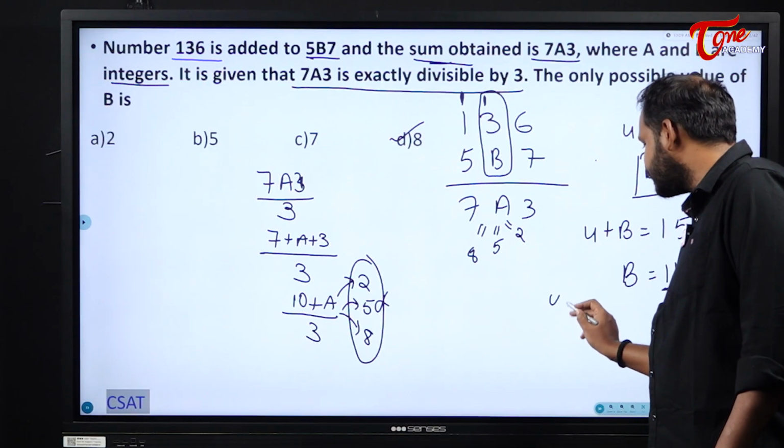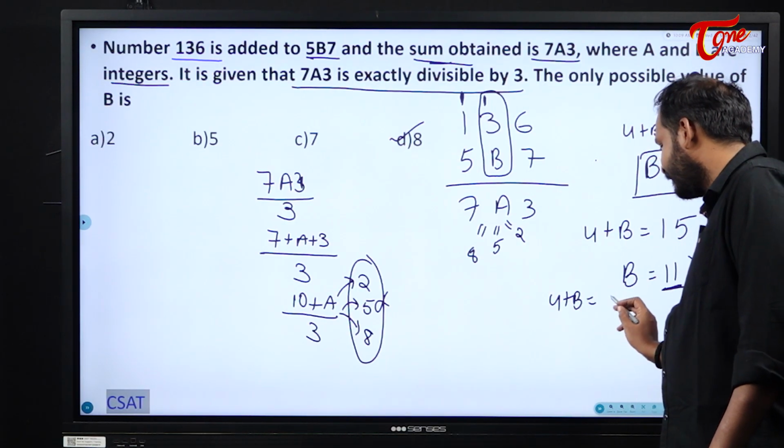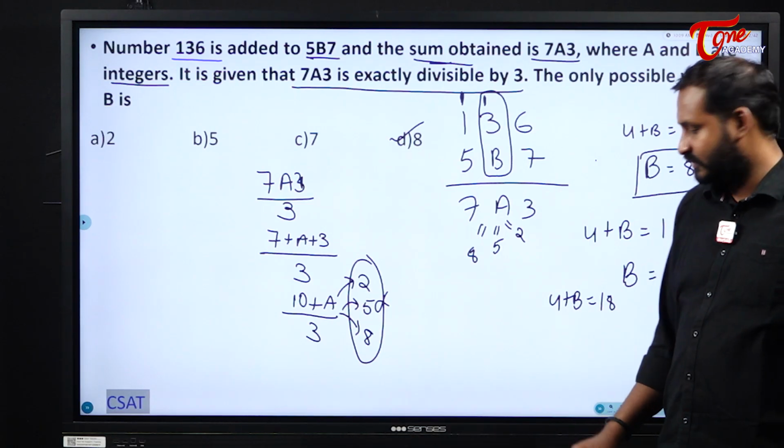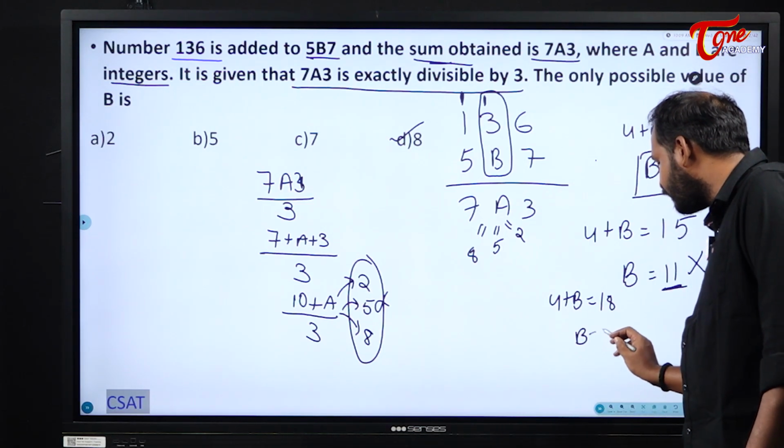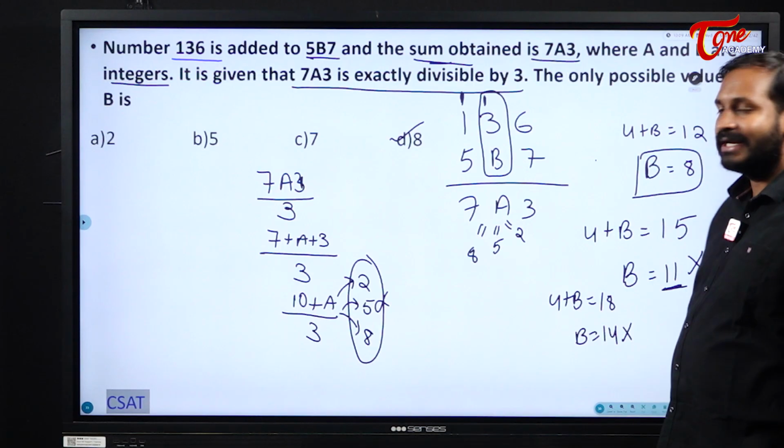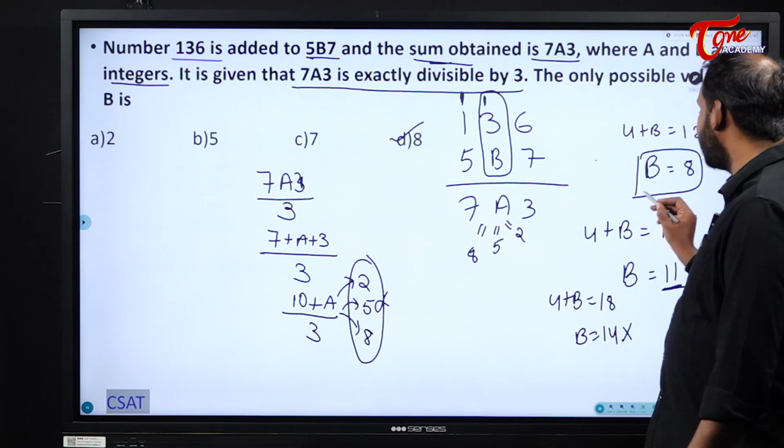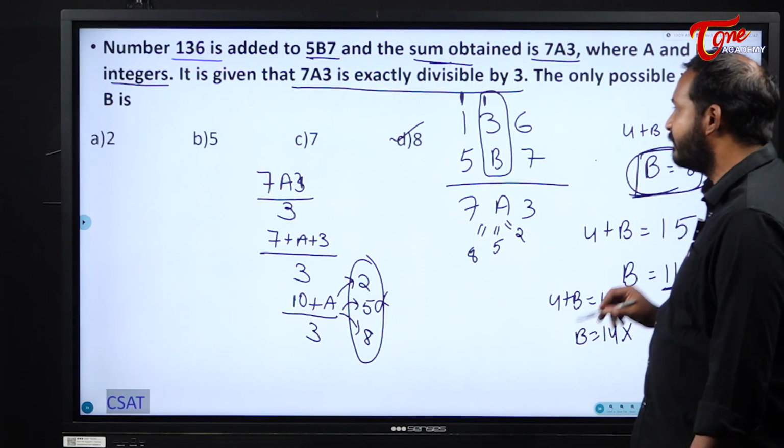That means 4 plus b value should become what? 18. The same problem with 8 also. See here, b value now becomes what? 14. Which is not practically possible for us. Because of that reason, the only value possible for b is what?